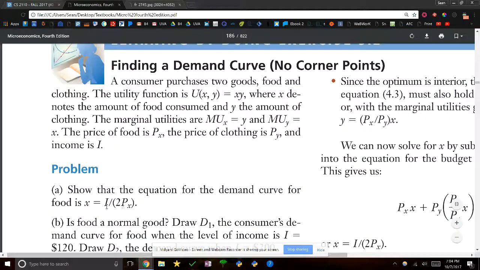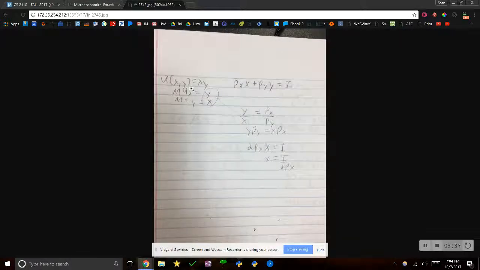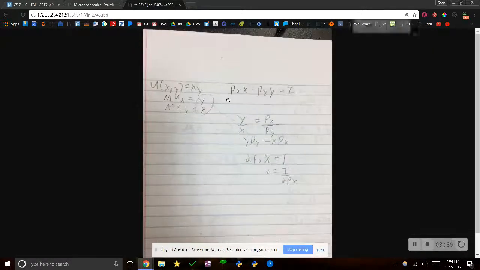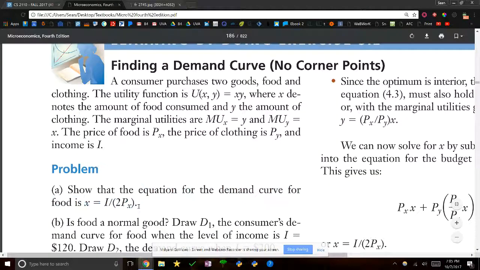So the first part is asking to show that the equation for the demand curve is equal to I over 2px. So we have this utility function here. And so we get the two marginal utilities here, and then we have this other equation here. So remember, we set this, so MRS xy is equal to the ratio of the prices, and then look here, we can cross multiply, and we get ypy equals xpx. Then we can change this into pxx. So then that just turns into 2pxx equals I, and so remember, when I'm finding the demand function, we're basically solving for this x right here. So then we divide by 2px, and we get what they said right here.